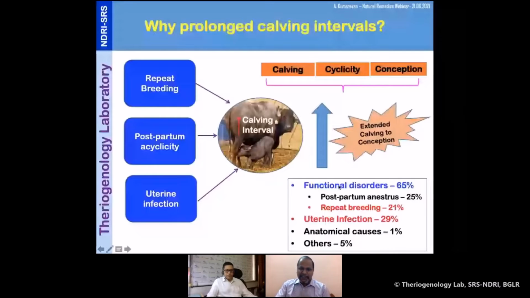If you see, mainly the functional disorders account for 65%: postpartum anestrus 25%, repeat breeding 21%, and uterine infection 29%. And of course, repeat breeding and uterine infection have some overlapping etiology. So if we understand these two, the 21 and 29, almost 50% of the problematic animals which are having extended calving intervals can be brought into normalcy.